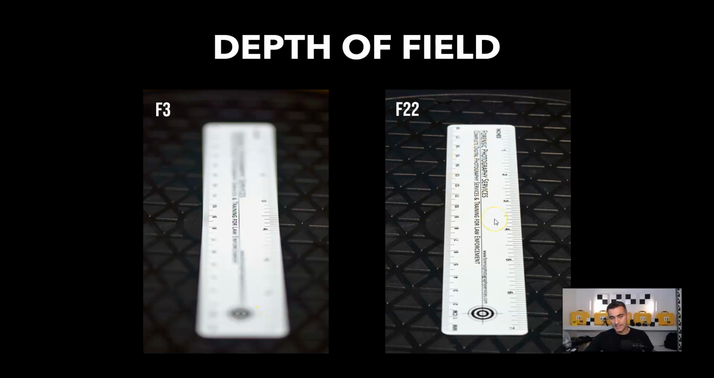Now over here on the right, we've taken the aperture and we've cranked it up to f22. Now you can see that the range of sharpness is much, much greater. We're getting blurred on the edge here and on the edge here, in the foreground and the background, but nothing like what we have on the left.